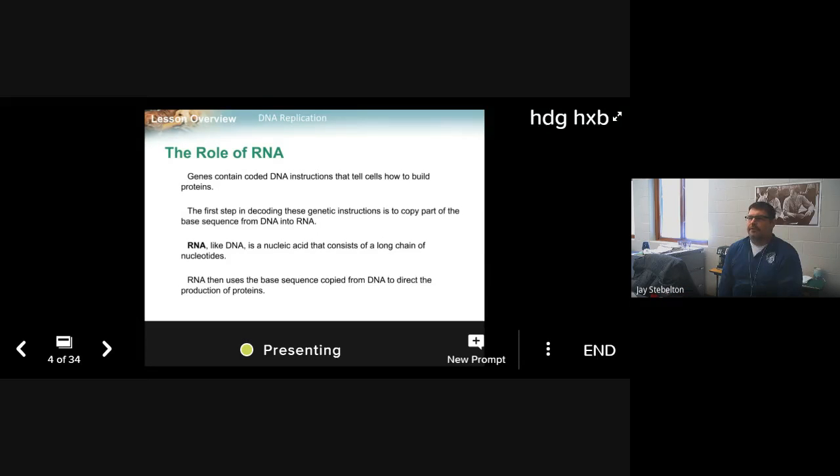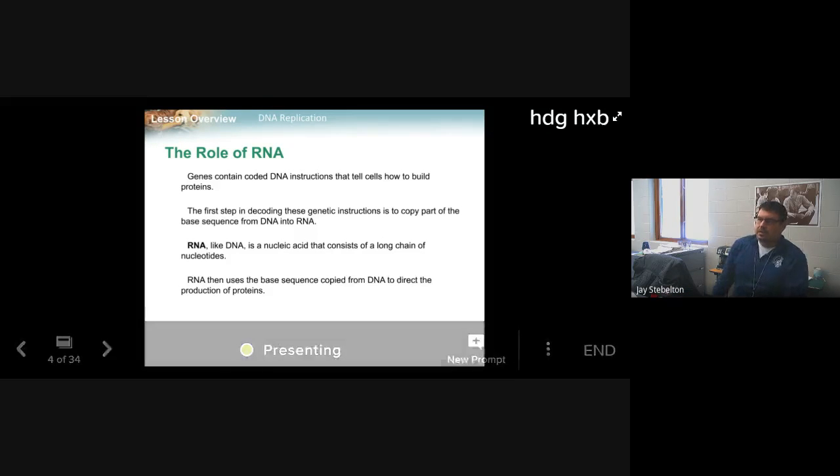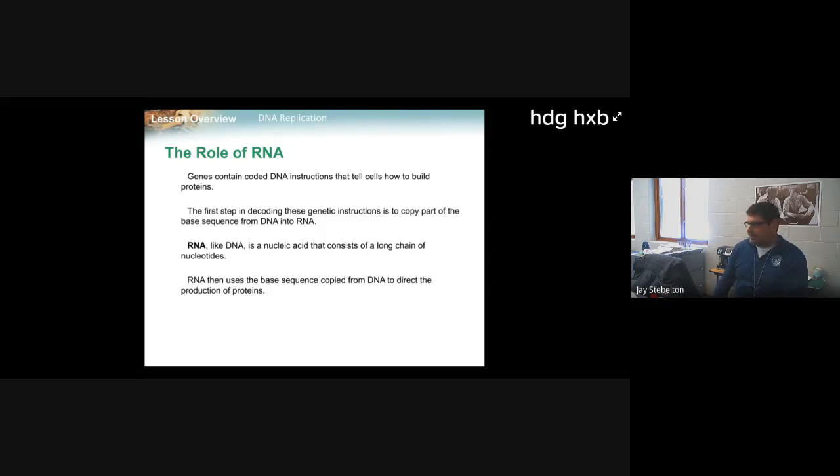Okay, so here's the role of RNA. Your genes, my genes, our genes, contain DNA instructions that tell our cells how to build proteins. Remember, proteins were one of those major macromolecules, and proteins are the polymer of smaller amino acids put together. So the first step in doing this is to take a sequence of DNA in the nucleus and decode it into an RNA strand.